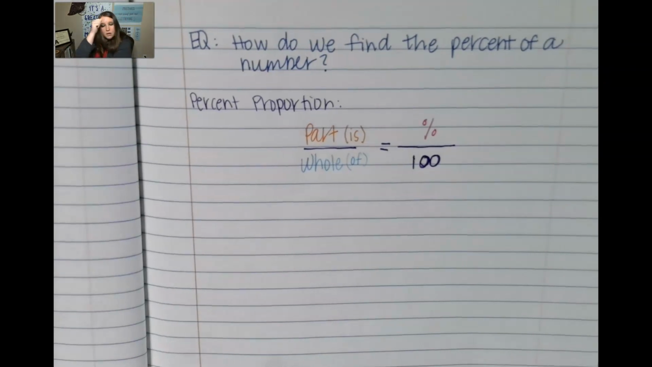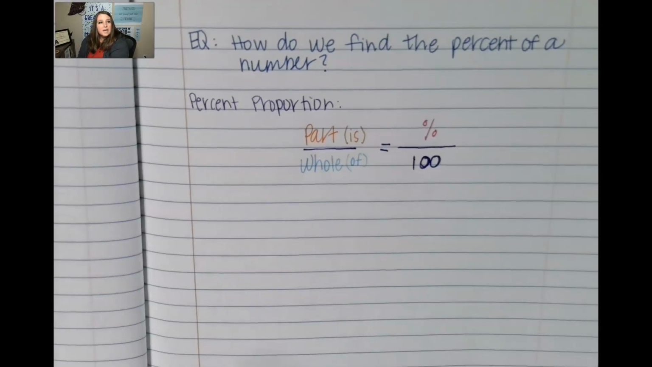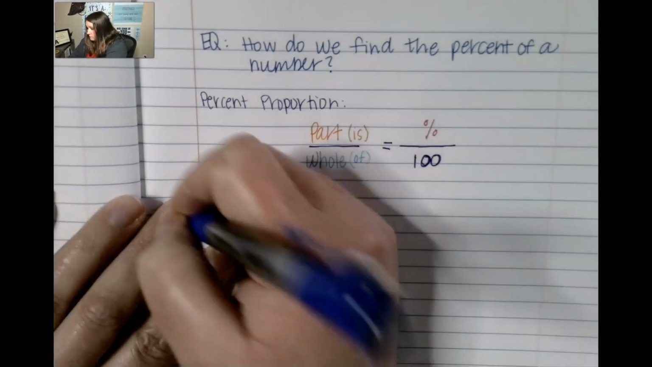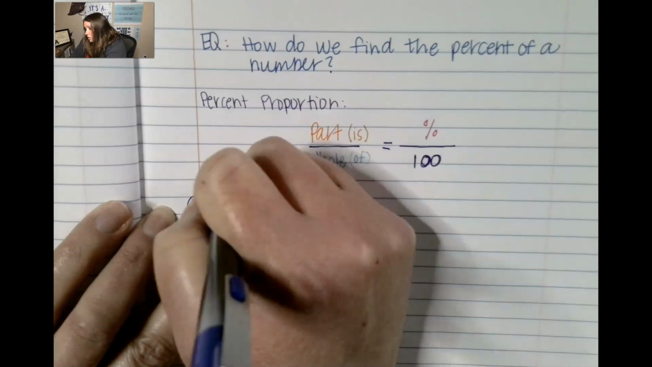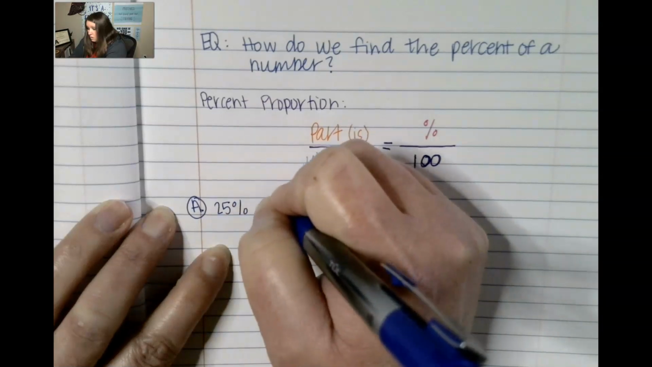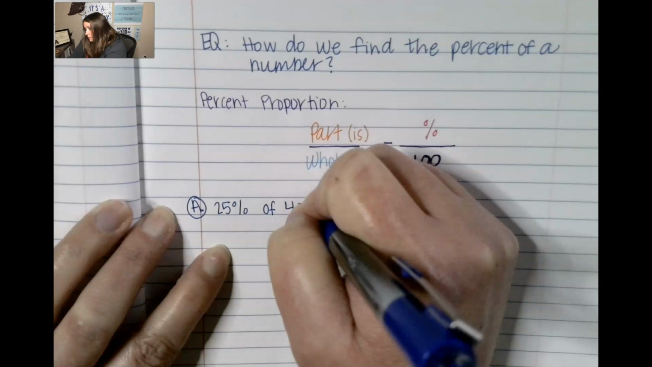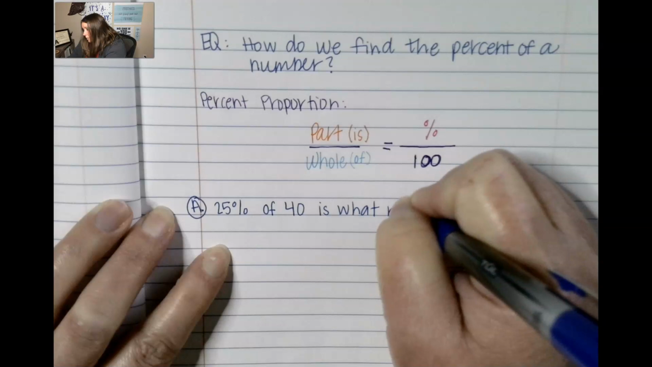Let's start out first by looking at a math problem, and then this will start to make some sense to you. Okay, so it wants us to find the percent of a number. It's asking us to find 25% of 40. So they want us to find 25% of 40 is what number?